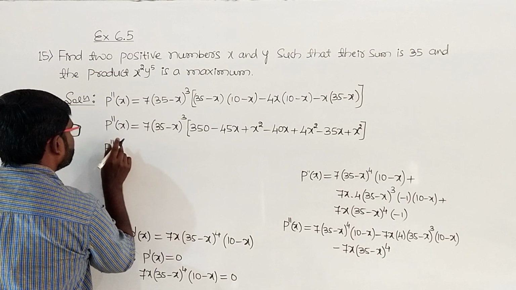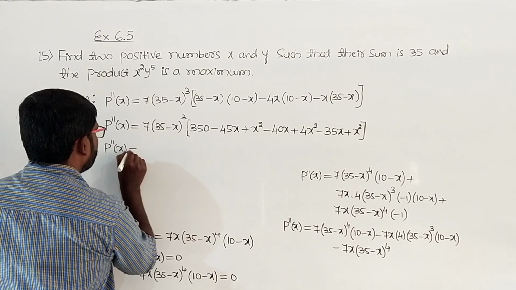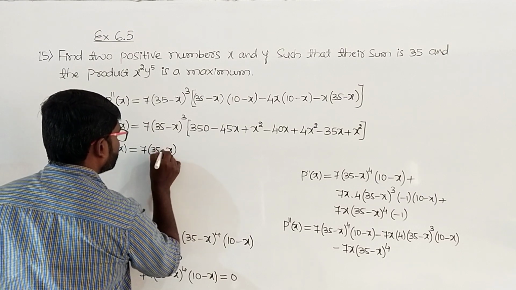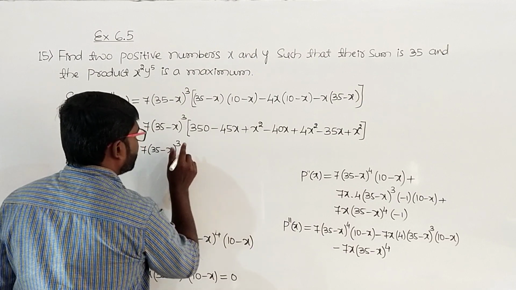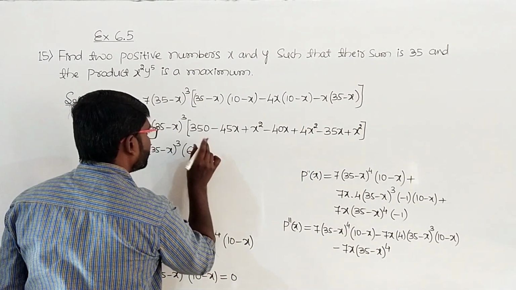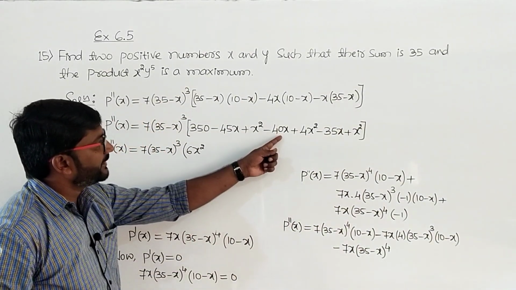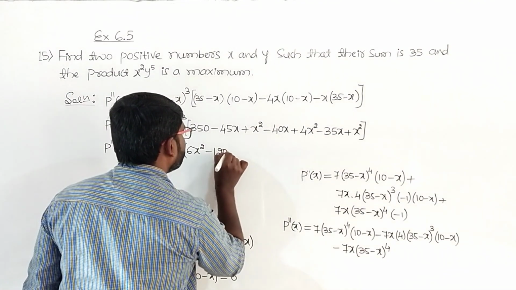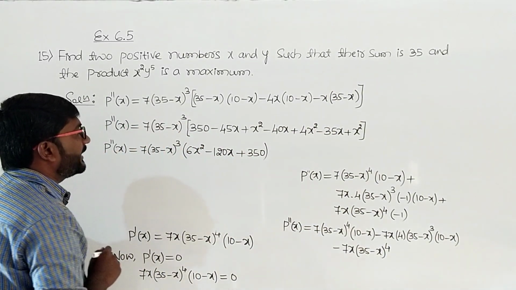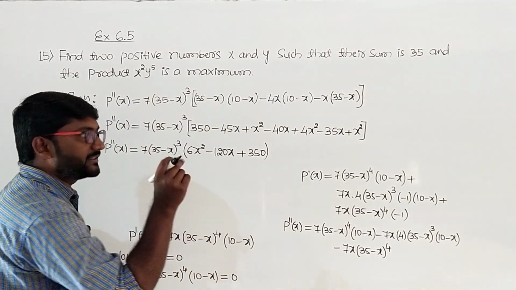So now we'll simplify the inside terms. P double dash of x is equal to 7 times (35 minus x), and then here x square plus 4x square is 5x square, plus x square is 6x square. Then minus 45x minus 35x is minus 80x, and here you have minus 40x. Overall we get minus 120x, and then we have plus 350. So now we will have to substitute the critical point in this equation and check whether we get less than 0 or greater than 0. As it is a maximum, we have to get less than 0.